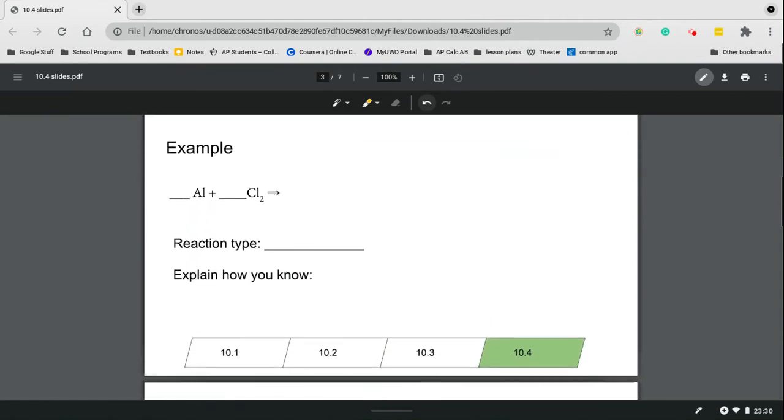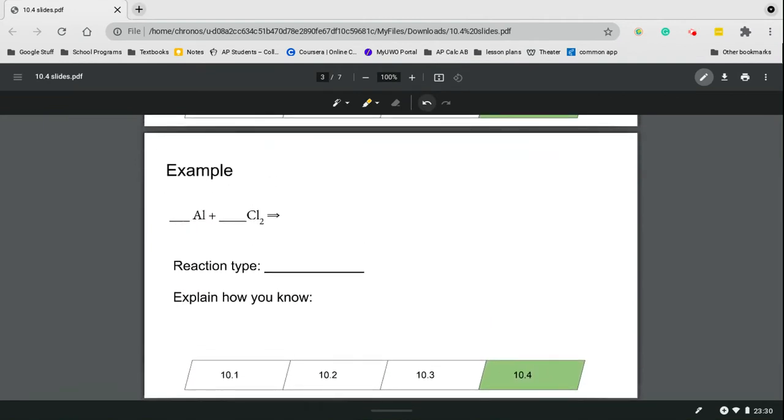Here's an example. So we have aluminum and then chlorine. And so here we have 2 elements. And so it's going to be a synthesis reaction. And aluminum has a charge +3. And the chlorine here is the minus. So we're going to end up with AlCl3.